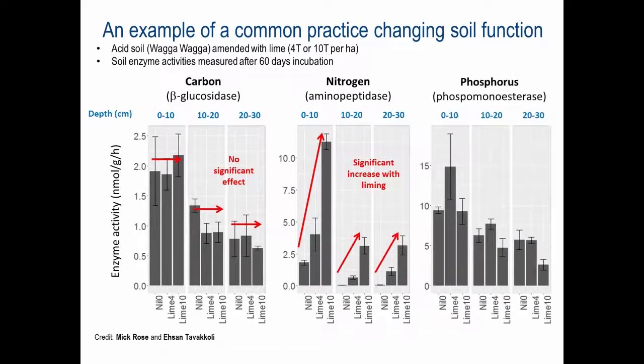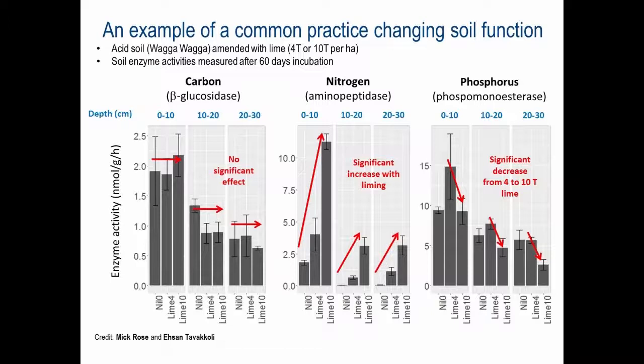Interestingly, when we look at a phosphorus enzyme, we're getting a significant decrease between the 4 tonnes of lime through to the 10 tonnes of lime per hectare. We're finding it difficult to explain this result. It's a little bit against what our hypotheses were at this particular point in time.